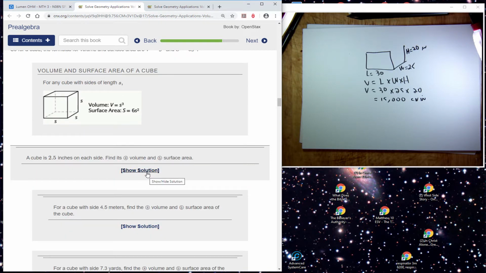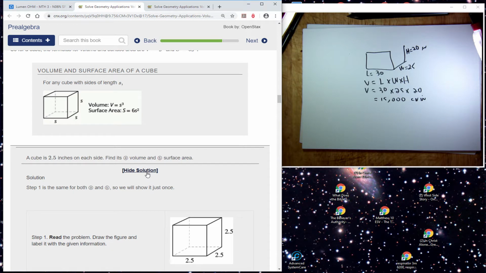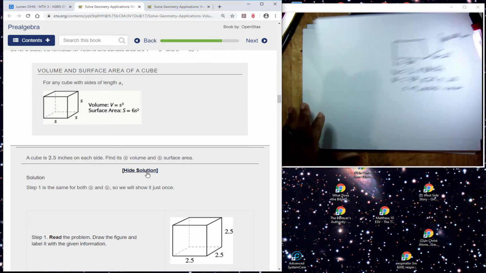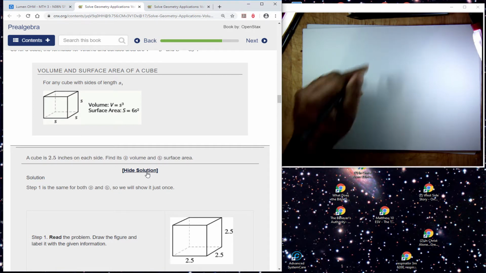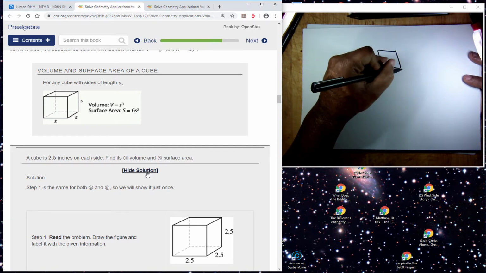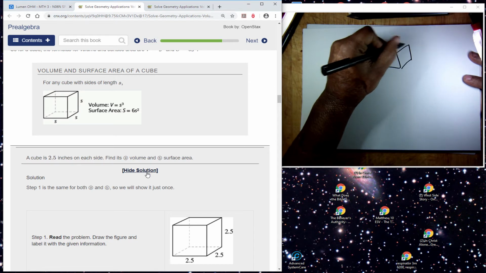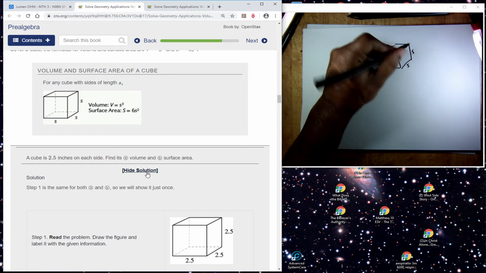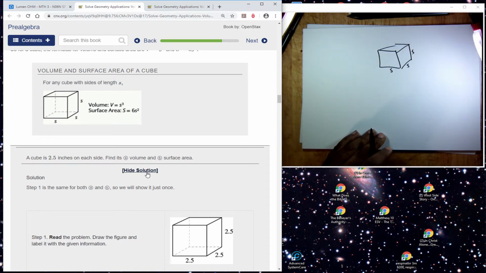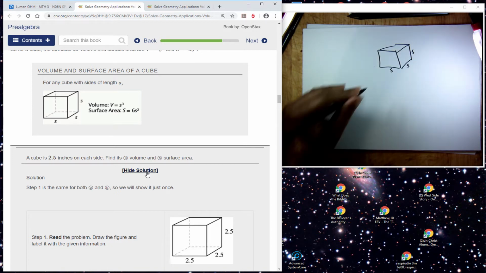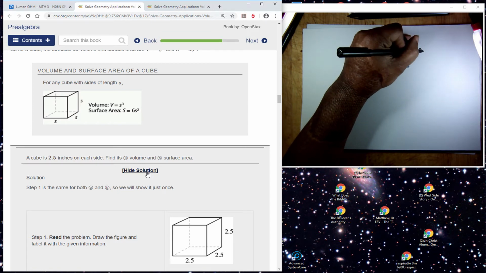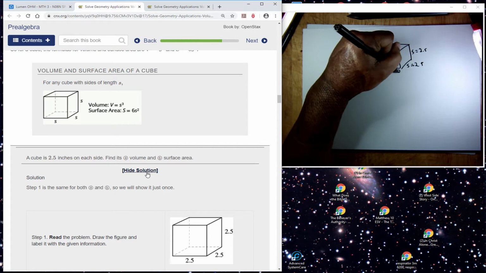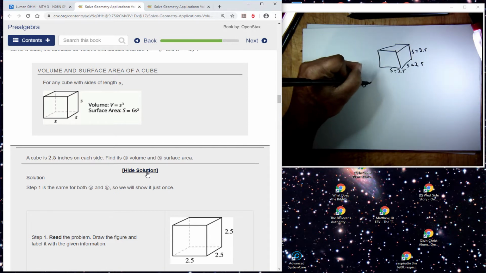Let's find the volume here of a cube. Now with a cube, all the sides are the same. So we have a cube here. All the sides will be the same. So in this case, if the cube length is 2.5, they're all 2.5. And the volume of it is going to be just s cubed.